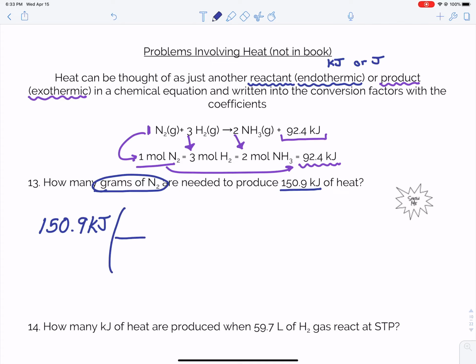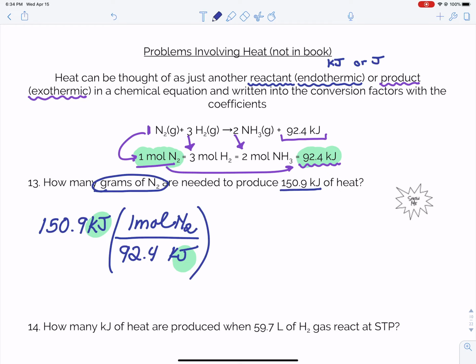So now we do, like we do for all our stoichiometry problems, we make a parenthesis. Now, what is going to go in my parenthesis? Well, if this unit is kilojoules, diagonal down must match. So I'm going to use this number, 92.4. And right away, we need to start thinking about what I want to find. Look at what I circled, grams of nitrogen. So I am relating my 92.4 kilojoules to 1 mole of nitrogen. So 92.4 kilojoules will be produced when 1 mole of nitrogen is reacted.